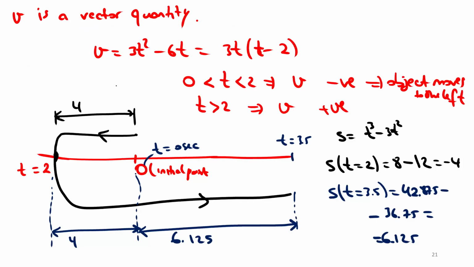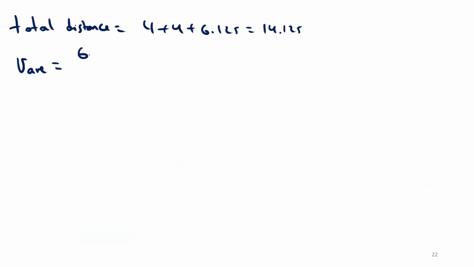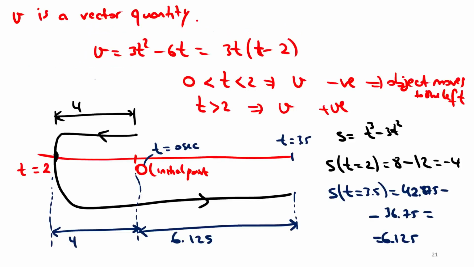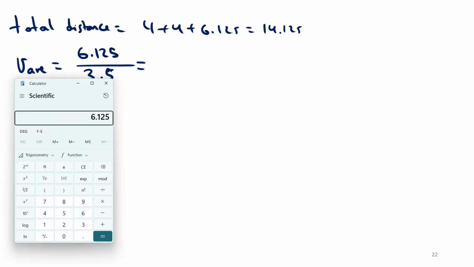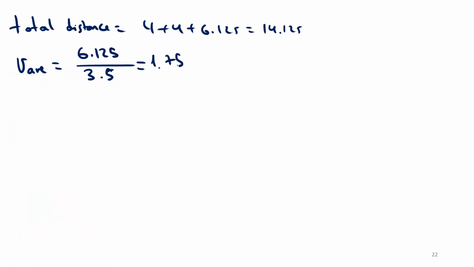And then the average velocity will be the displacement divided by the time. Displacement is the final position minus the initial position. So this will be the displacement, divided by the time, and time is 3.5 seconds. And then it will be 1.75. Let's say that units are meters per second, or feet per second. The units are not given, so these are arbitrary.